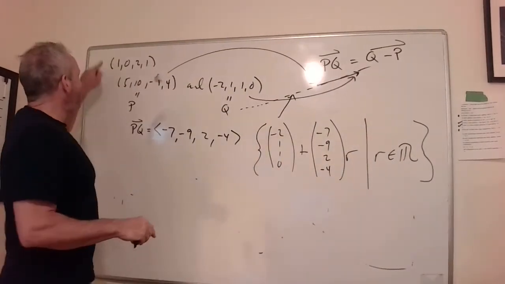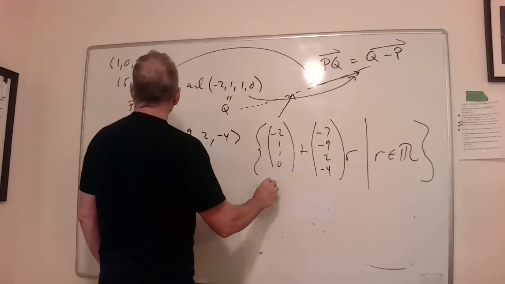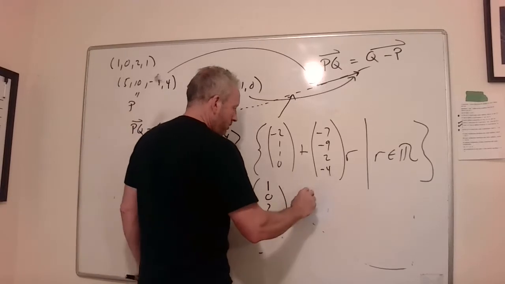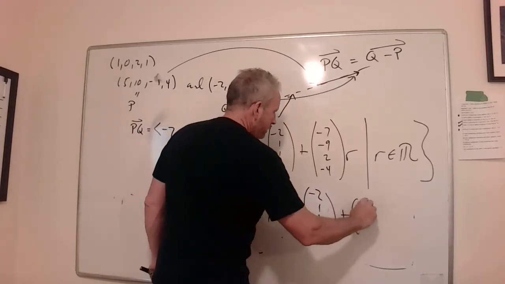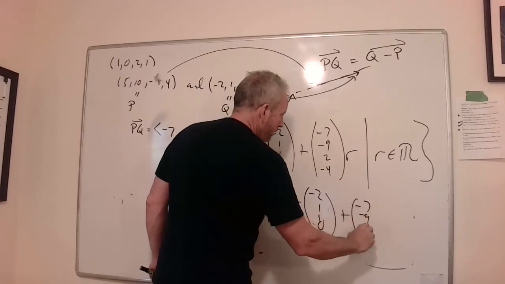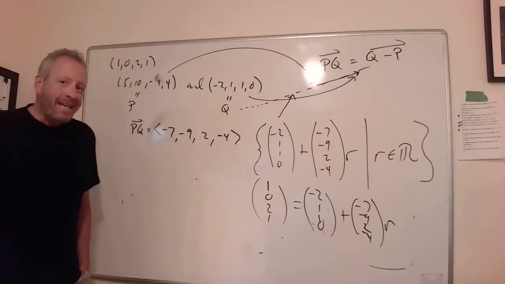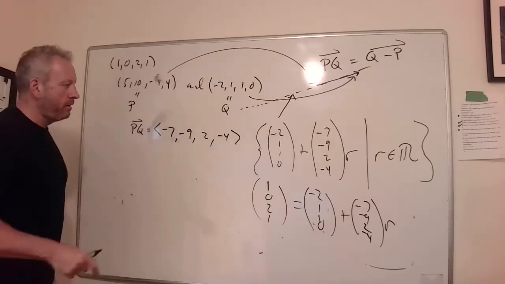How do we tell if this is a point on this? We'll have to be able to solve the following. 1, 0, 2, 1 is equal to negative 2, 1, 1, 0, plus negative 7, negative 9, 2, negative 4, times R. We have to be able to solve that for R. If we can, yes, this point is on that line. If we can't, no, it's not. So let's go ahead and do it.